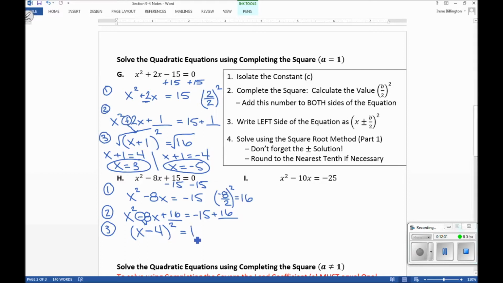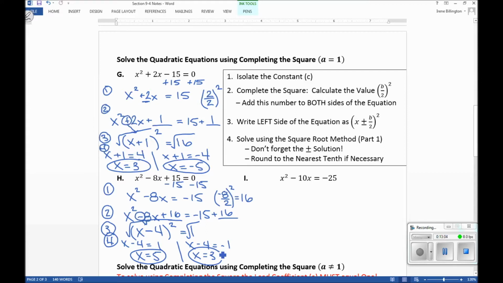-15 plus 16 gives me 1. Okay, from here, step 4. Step 4 is to solve using square roots. So we'll square root each side, and we have two equations. X minus 4 is 1, and x minus 4 is negative 1. Add 4 to each side to solve those equations. You get x is 5. Add 4, x is 3.